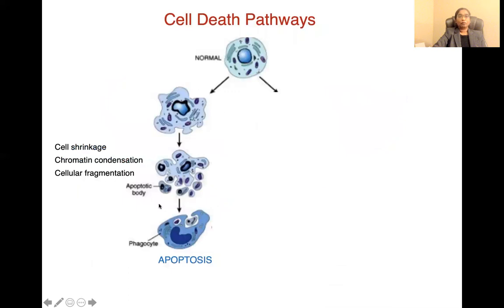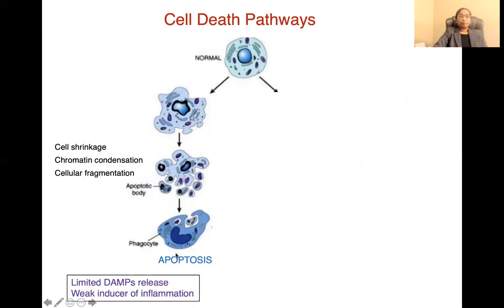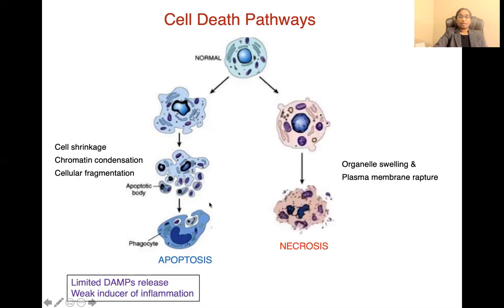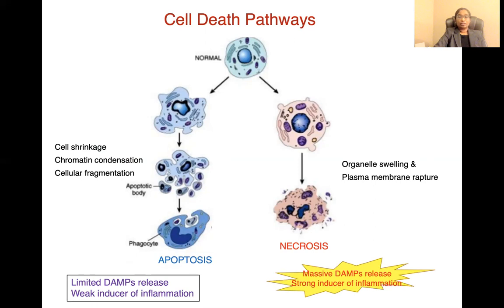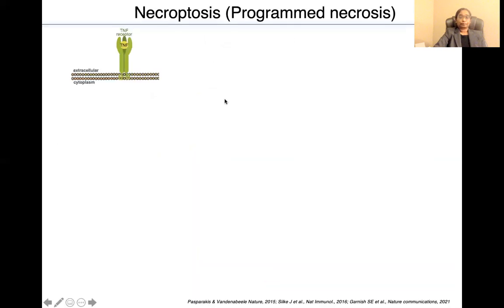We all are familiar with the well-known programmed cell death pathway, that is apoptosis. Apoptosis is associated with limited release of DAMPs and therefore is a weak inducer of inflammation. In contrast, necrosis, which is an accidental form of cell death, is characterized by plasma membrane rupture. Therefore, this results in massive release of DAMPs and therefore is a strong inducer of inflammation.